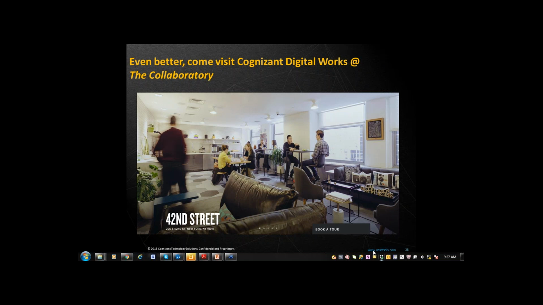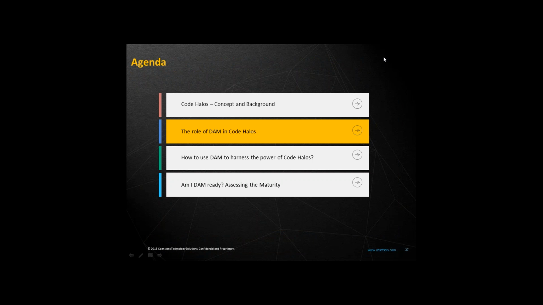So why don't you just go ahead and click a slide, Sandeep? We'll make this faster. If we look at the next slide, what we're going to be talking about is basically the role of code halos in DAM, or DAM's role in code halos, I should say. Ben did a fantastic job of talking about the what and the why, and I'm really going to talk to you about the how. How would you do this? How would you look at code halos, and what does a DAM do to help you make that code halo successful, and where do you get started?